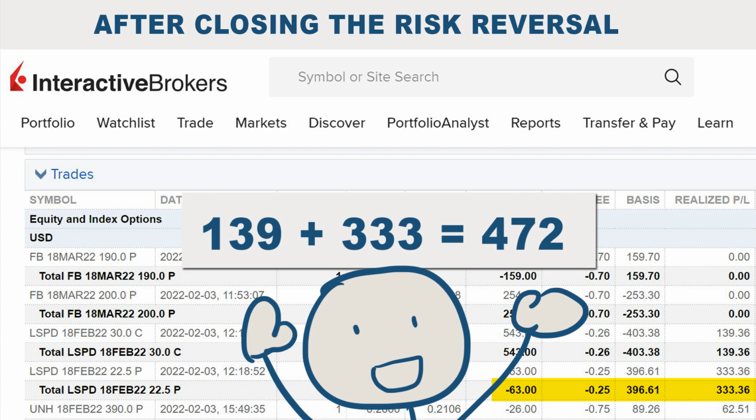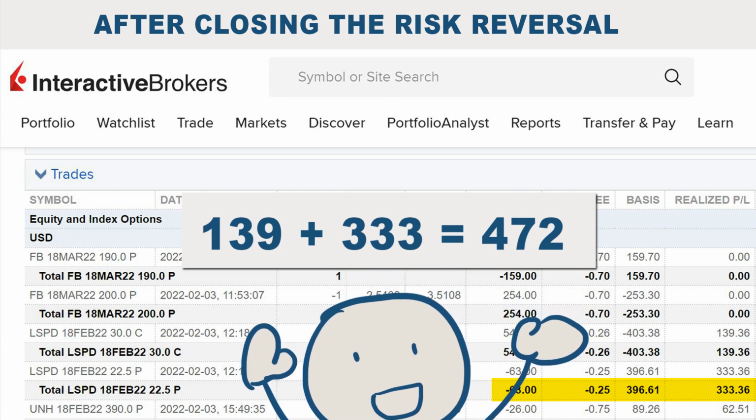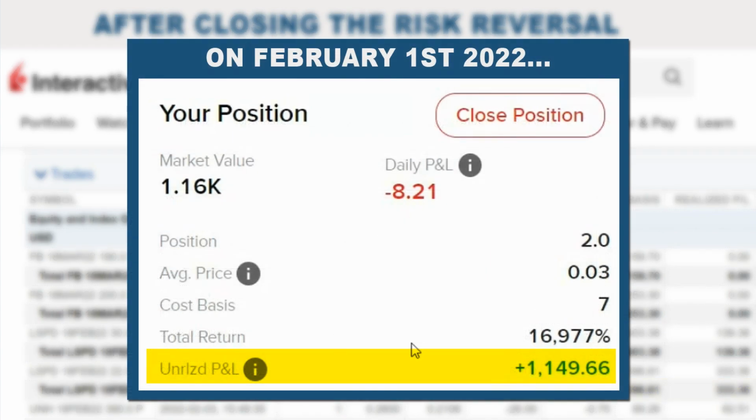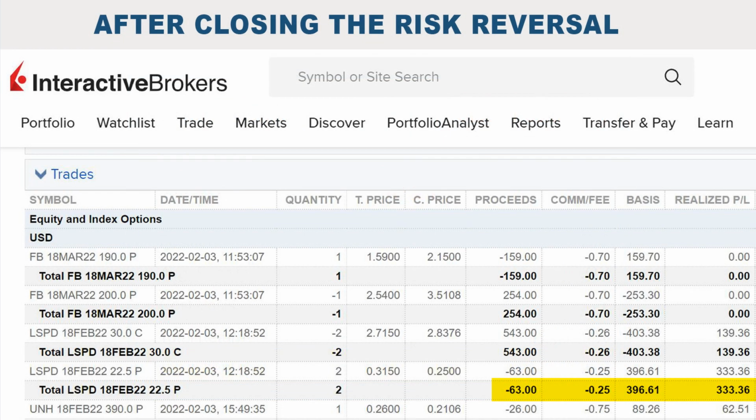And the stock price only moved up a few dollars. And had I closed this position on February 1st before the earnings report, the stock price was a few dollars higher, and I could have closed that position and made like $1,100 in profit. So you can see how powerful this risk reversal strategy is.